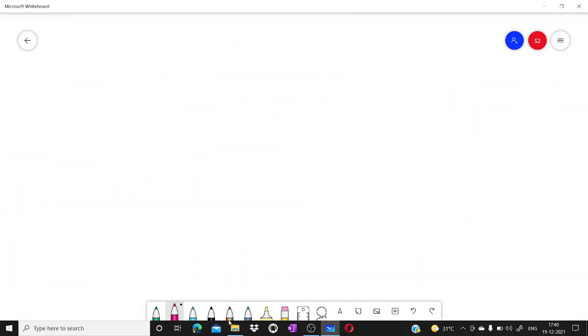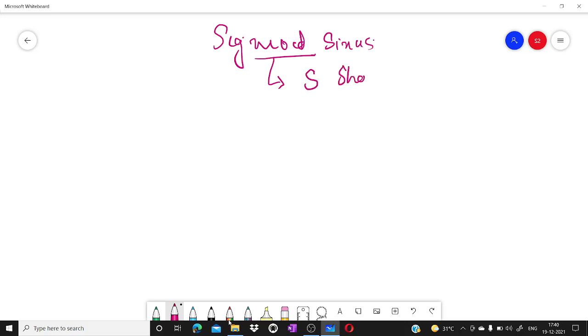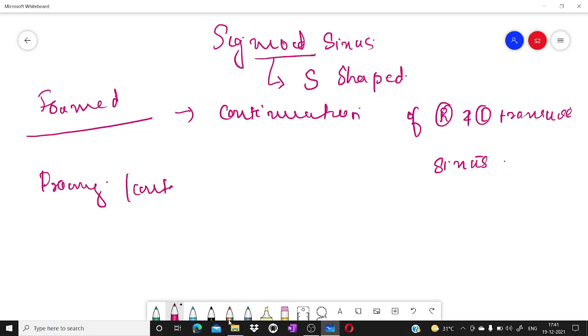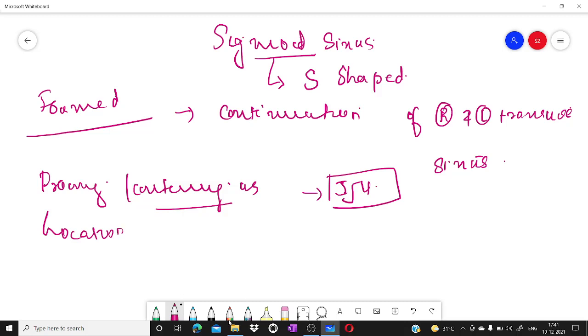Now we are going to discuss the sigmoid sinus. From the name sigmoid, we can understand that the shape of the sinus is S-shaped. How is it formed? It is formed as a continuation of the right and left transverse sinus. It continues as the internal jugular vein. What is the location of the sigmoid sinus? It is located in a groove on the mastoid part of the temporal bone.